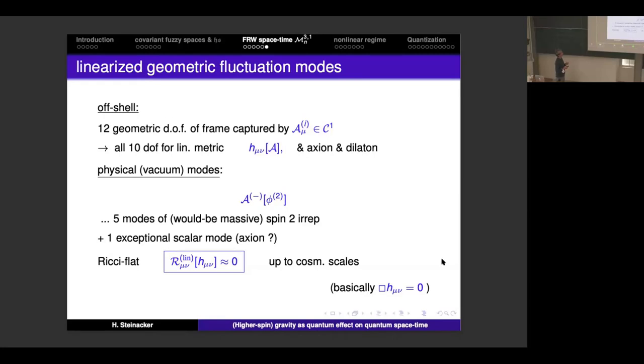These are unphysical, so off shell. And then for the physical modes, you have the five modes of a would-be massive spin two irreducible representation. So kind of a graviton, but it seems to be a massive one in the mass zero limit. And there is one exceptional scalar mode, which I don't really understand. I suspect it's some kind of gravitational axion, but I don't really know what it is. The point is that at the linearized level, all these metric fluctuations are pretty flat. So this is very nice. And the basic reason is because they are just harmonic. So that's what you find at the linearized level, and it looks nice.